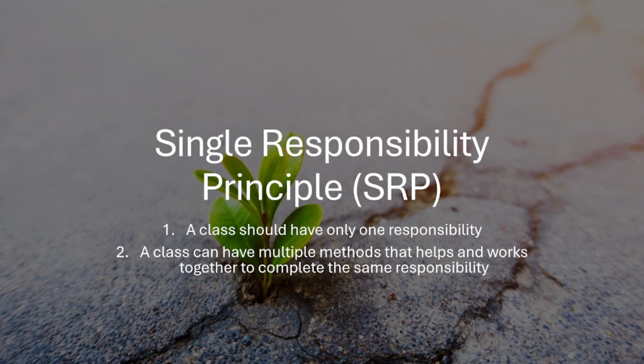First, the single responsibility principle means a class should have only one responsibility, and a class can have multiple methods that help and work together to complete the same responsibility. Which means a class should not perform a task that it should not.